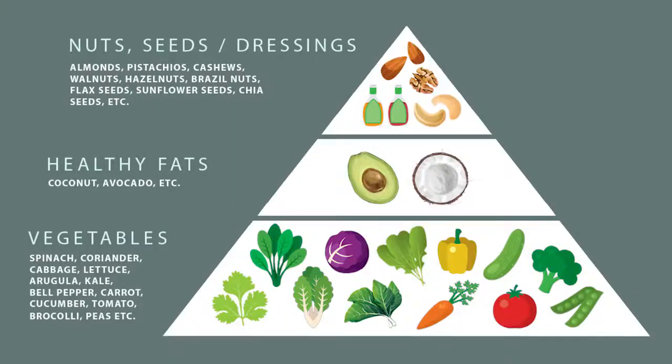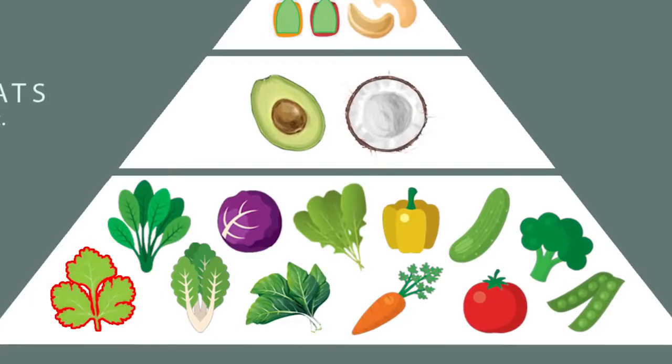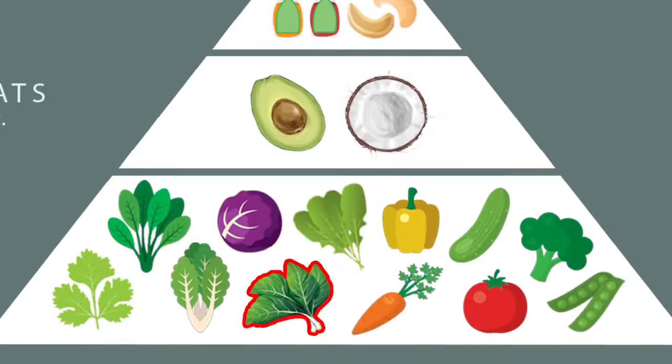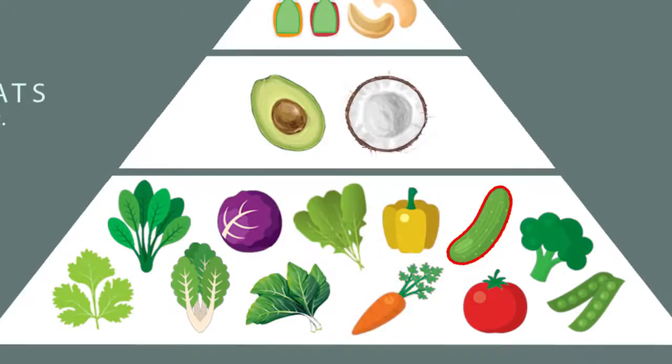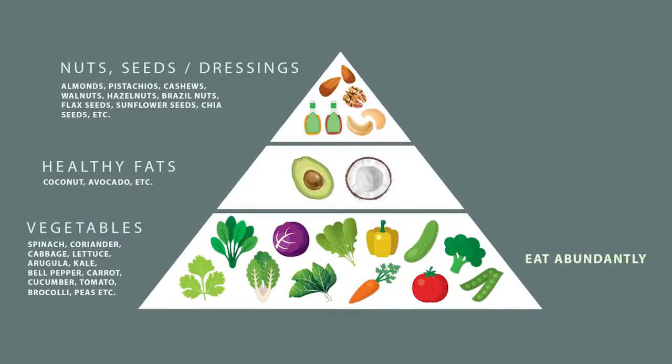So just a little recap, salad is the main meal that you're replacing with your lunch or your dinner. The salad pyramid looks something like this. It shows the proportions of foodstuff that should make up your salad. At the bottom of the salad are raw vegetables. These could be any, ranging from spinach, coriander, cabbage, lettuce, arugula, kale, to bell peppers, carrots, cucumbers, tomatoes, broccoli, peas. So you want to use these abundantly.